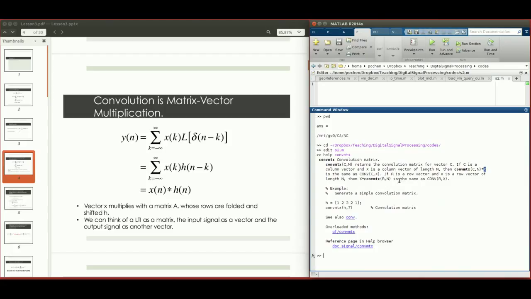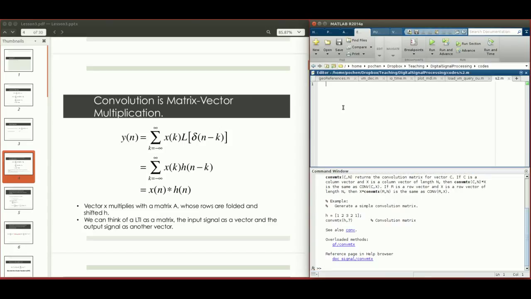So it's basically telling you the convolution operation can be expressed using matrix vector multiplication because x is a vector, right? And the output of this particular function is a matrix, something that's called a convolution matrix. It's a special kind of matrix, right? So let's look at an example of how we can construct a convolution matrix.